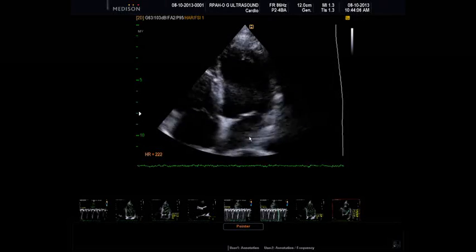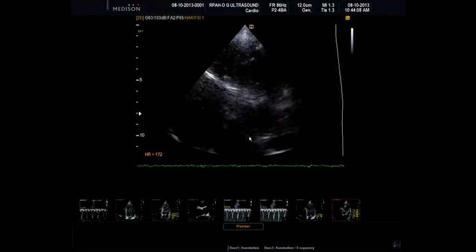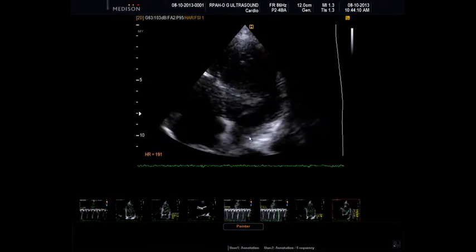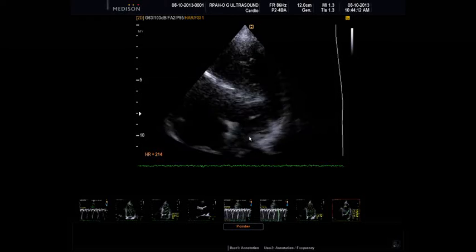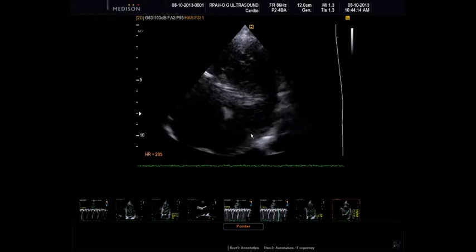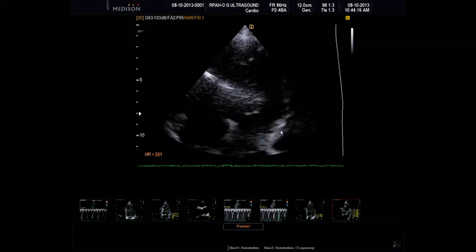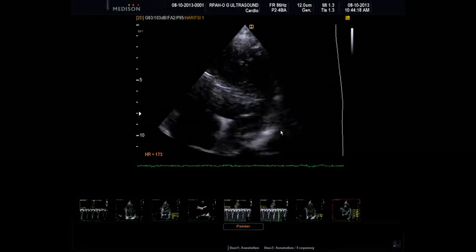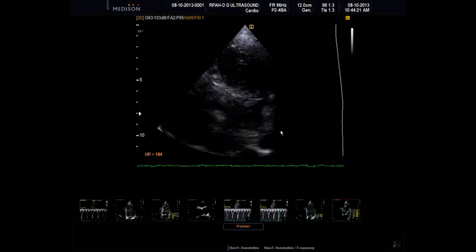So what I'm going to do now is, I've shown you some systolic function and the mitral inflow, from which we can infer some information about diastolic function. But the mitral inflow measurements are dependent on preload, so obviously that changed dramatically in the woman.